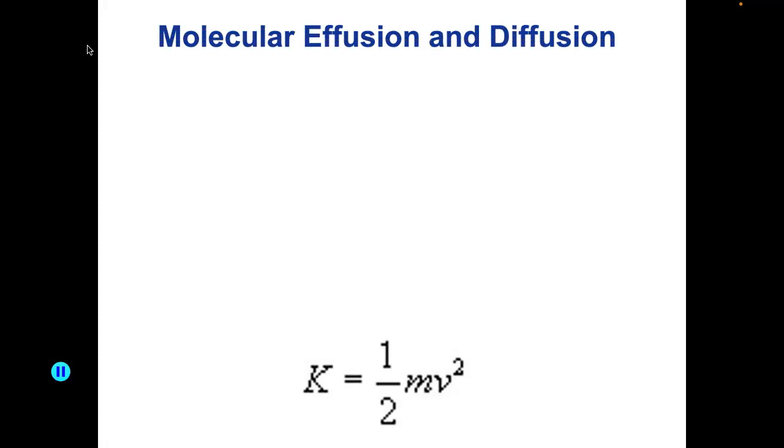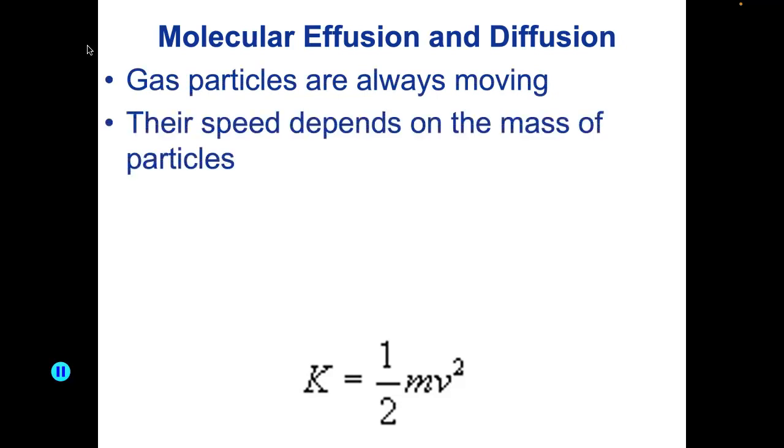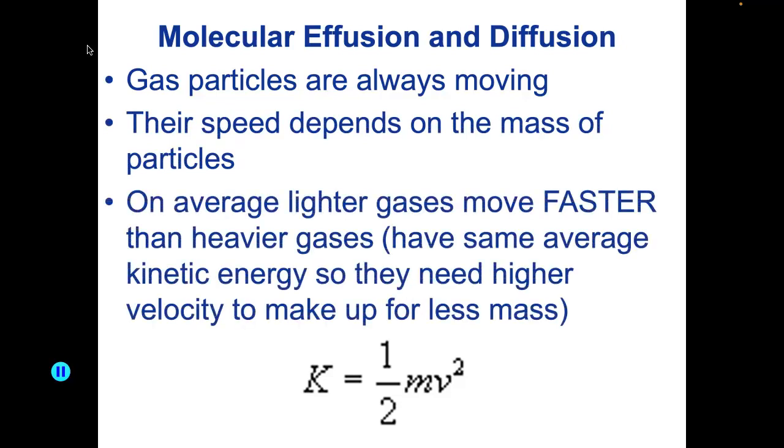Okay, so we're going to talk about molecular effusion and diffusion. And we know from previous slides that gas particles are always moving, and their speed depends on the mass of the particles. And so, on average, lighter gases move faster than heavier gases. They have the same average kinetic energy, so they need higher velocity to make up for less mass, so they move faster. When we're talking about massive gases, think about atomic mass.